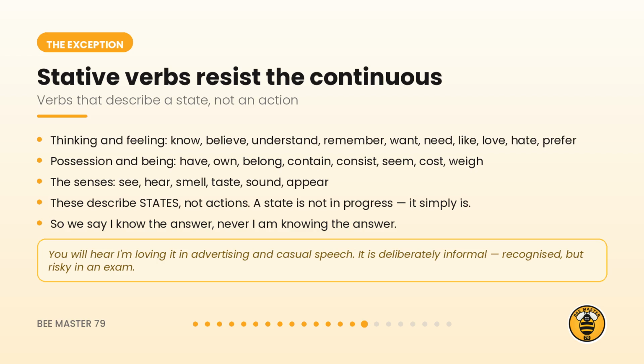The reason is simple. These verbs describe a state, not an action. A state is not in progress. It simply is. I know the answer. Never: I am knowing the answer. You will hear I'm loving it in advertising and in casual speech. It is a deliberate, informal exception. Recognize it, enjoy it, but do not risk it in an exam.